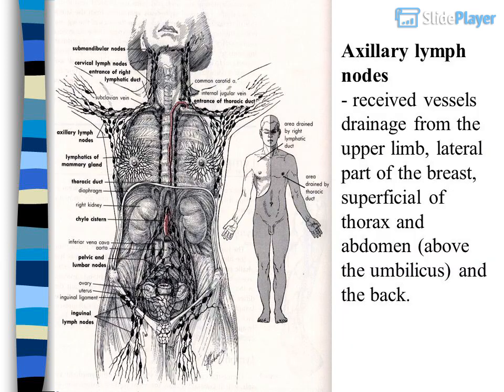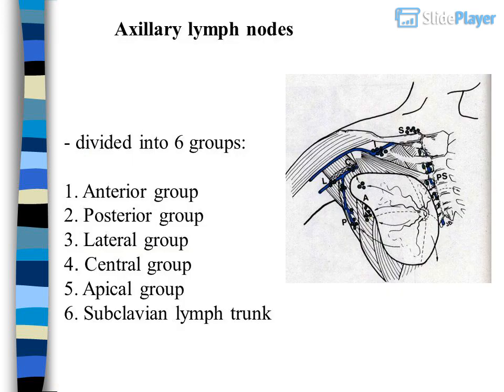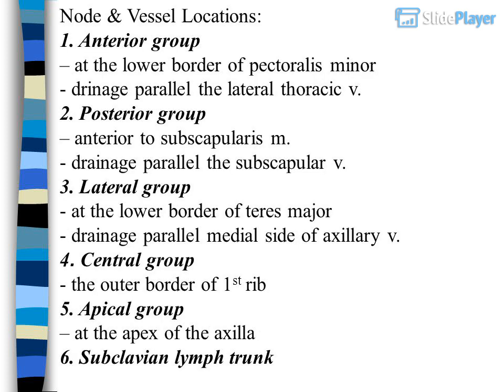Axillary lymph nodes receive vessel drainage from the upper limb, lateral part of the breast, superficial thorax and abdomen above the umbilicus, and the back. Axillary lymph nodes are divided into 6 groups: 1. Anterior group. 2. Posterior group. 3. Lateral group. 4. Central group. 5. Apical group. 6. Subclavian lymph trunk, node and vessel locations.